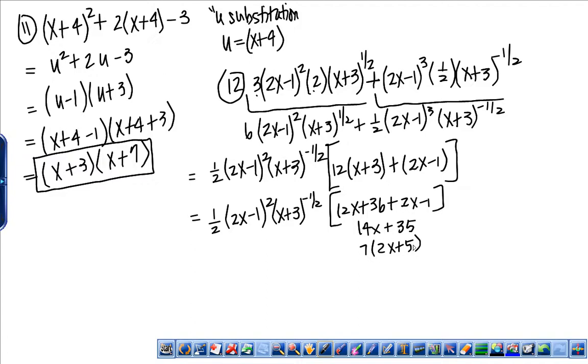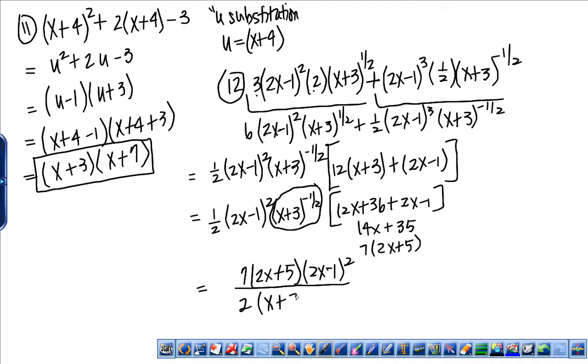So that just factors. What I have is all of this and this, but I have a negative exponent, and that's what I'm really worried about. Since I have this, I've got a 7 and 2x plus 5. I'm going to start with that. I have a 2x minus 1 squared. This is moving to the bottom, and I haven't forgotten about my 1/2. I'm thinking this is 1 over 2. I've got my x plus 3, and this is 1.